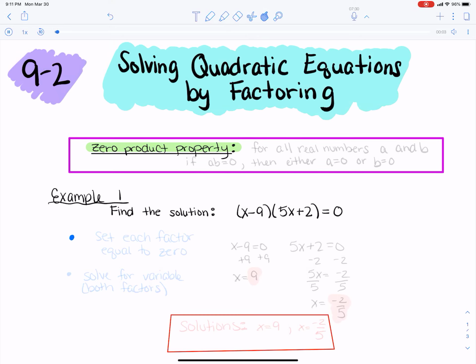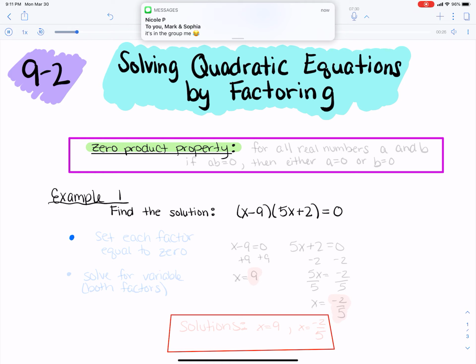All right, so we're going to go over 9-2, solving quadratic equations by factoring. This is really just the next step to factoring. We know how to factor, we learned how to factor. Well, now from factored form, we're going to learn how to solve our equations, so when we're solving for the variable.